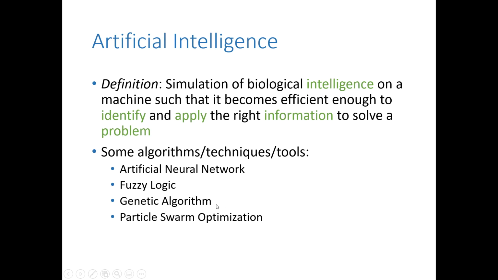Genetic algorithm is inspired by the biological reproduction system, and it is used in finding solutions to optimization problems. Similarly, particle swarm optimization is an AI algorithm to find optimal solutions to an optimization problem, and it is inspired by swarm behaviors of animals and insects.